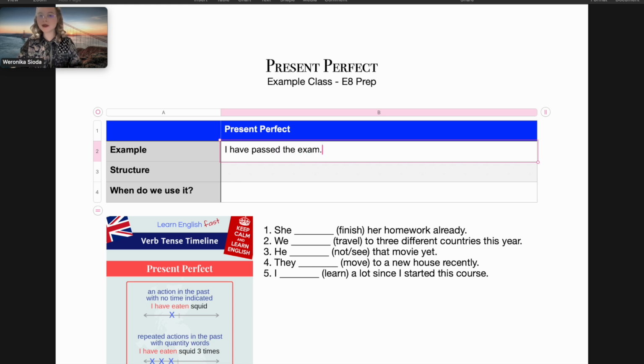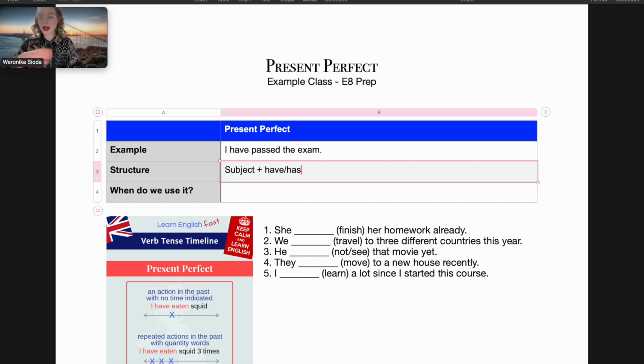Okay, so what is the structure of such a sentence? First, I need to start with the subject, which is the person or the object that performs a certain activity. This can be me, you, she, he, it, anything, really. It can be Veronica, it can be the dog, it can be the house. So, I will start with the subject. Next, I will use the verb to have. Have or has in the case of the third form.